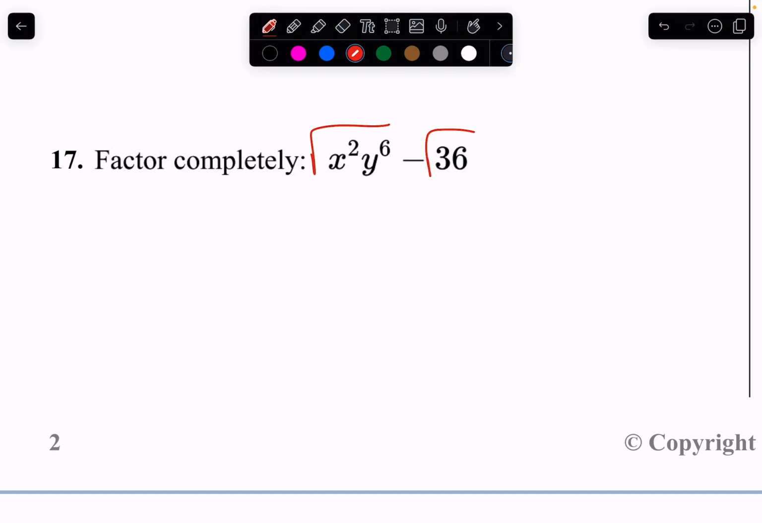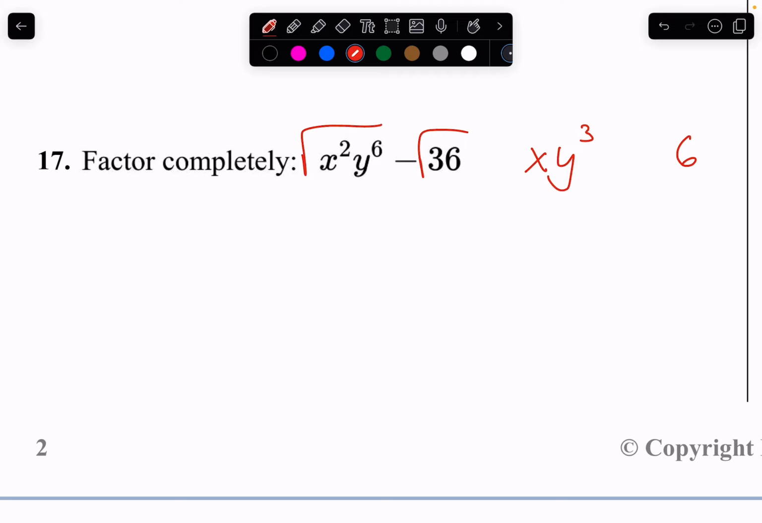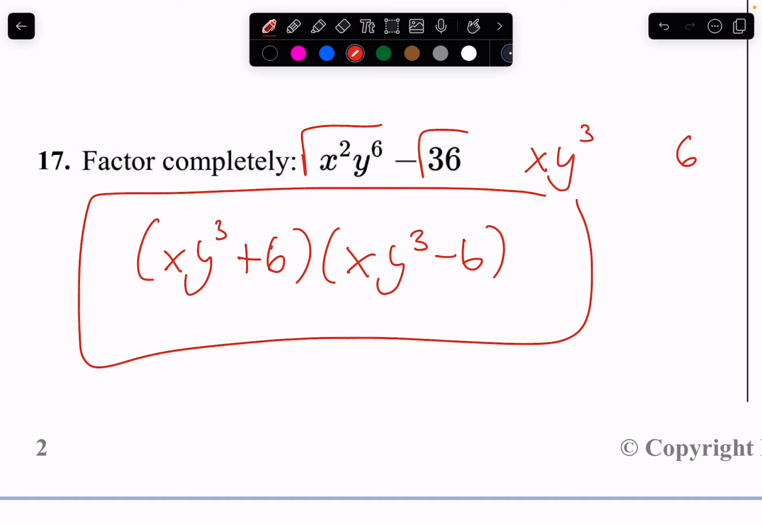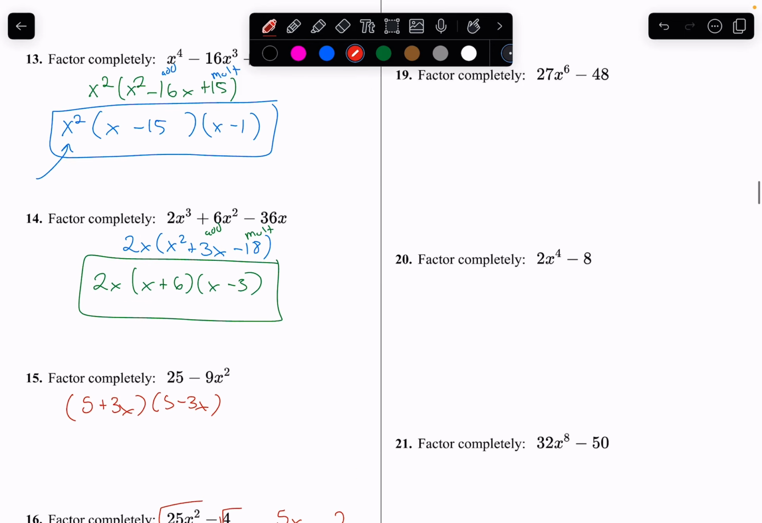I can, right? So square root of this guy, remember when you square root something with powers, you just divide the powers by 2. So the square root of that first guy is going to be x, y to the third, because you do 6 divided by 2. Square root of 36 is 6. So we do xy cubed plus 6 and xy cubed minus 6.